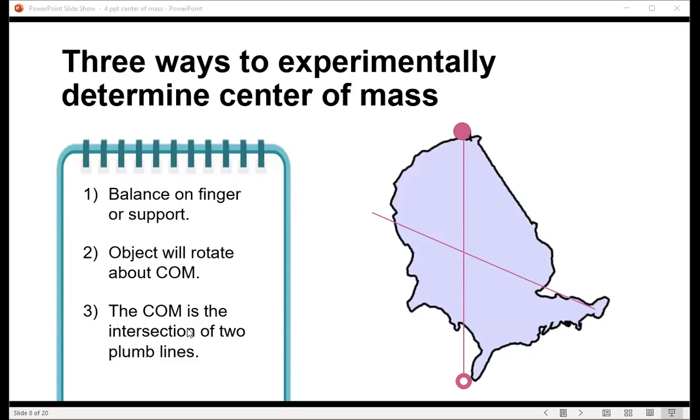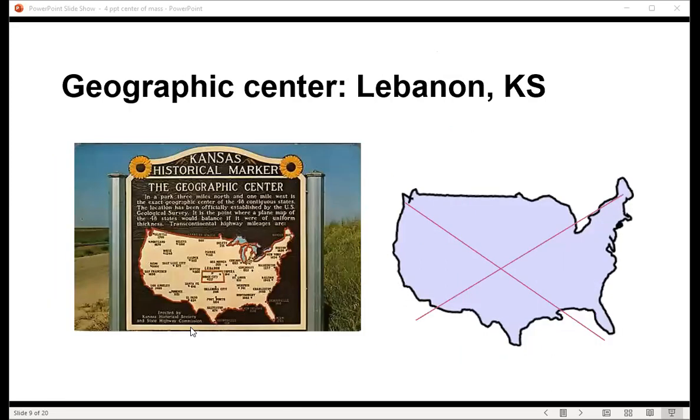There's a little town in the United States, in Kansas, Lebanon, Kansas. They call themselves the geographic center, or the center of mass, of the United States. That's their claim to fame. And it doesn't matter what locations you pick. You could have picked Texas. You could have picked Florida. You could have picked something even in the middle. It will always turn out to be the same. So that's something that you can do experimentally to find the center of mass of something.